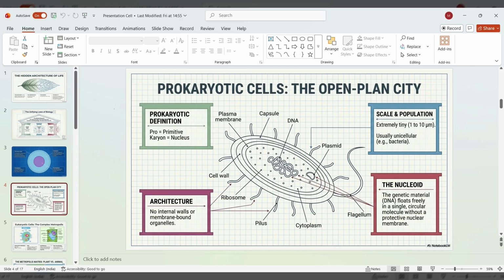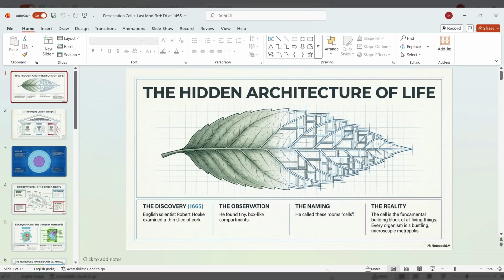So, children, you can see on this particular screen that the cell was discovered by a famous scientist named Robert Hooke. The name of the scientist was Robert Hooke. So Robert Hooke discovered the cell, which is the living cell, not the dead cell. Okay. So Robert Hooke discovered the living cell.